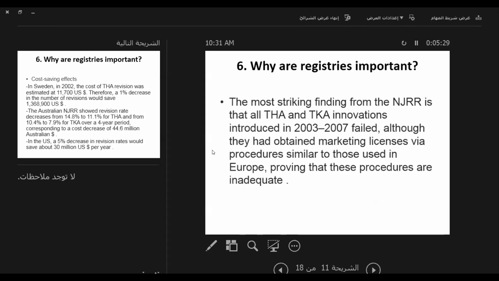The most striking finding from the Norwegian Joint Replacement Registry is that all total hip arthroplasty and total knee arthroplasty innovations introduced between the year 2003 and 2007 failed, although they had obtained marketing licenses via procedures similar to those used in Europe, proving that these procedures are inadequate.